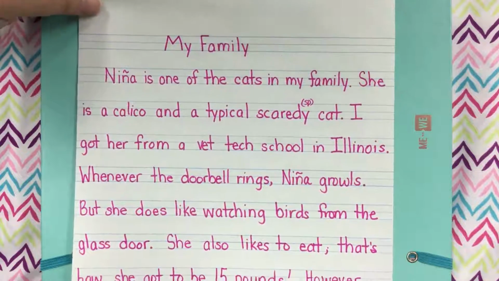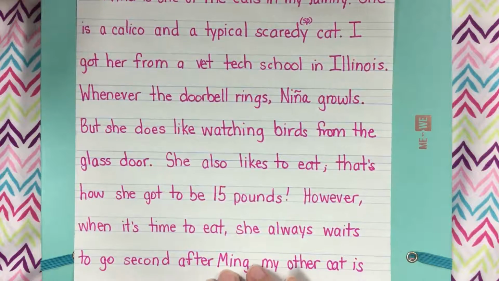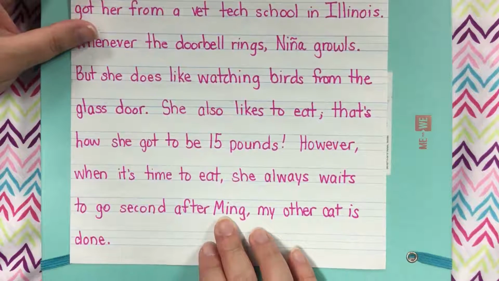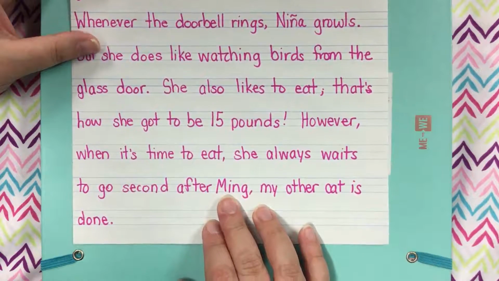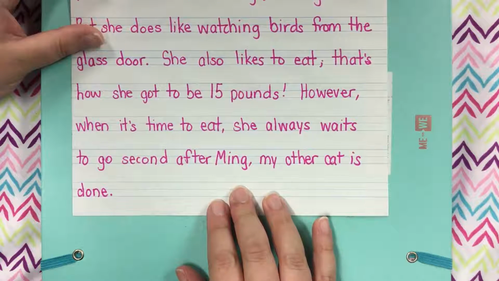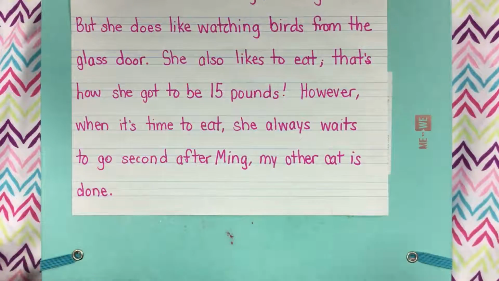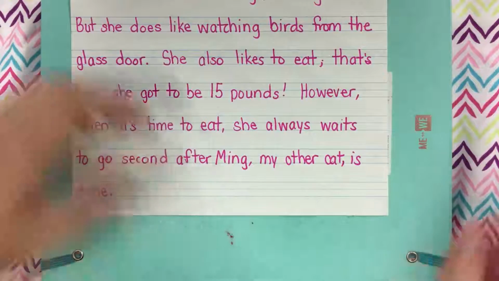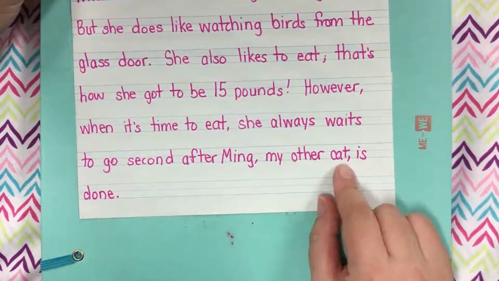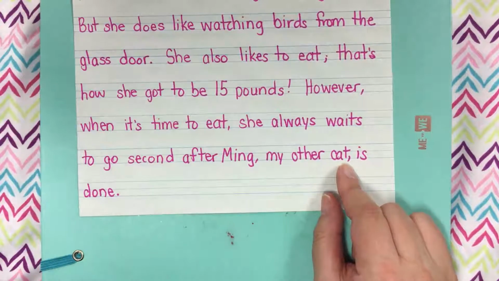Nina is one of the cats in my family. She is a calico and a typical scaredy cat. I got her from a vet tech school in Illinois. Whenever the doorbell rings, Nina growls, but she does like watching birds from the glass door. She also likes to eat. That's how she got to be 15 pounds. However, when it's time to eat, she always waits to go second after Ming, my other cat. After Ming, my other cat, is done. So by adding this comma here, as I was reading aloud, I could hear in the reading that it needed that punctuation, which I can add right now simply because I'm noticing it.